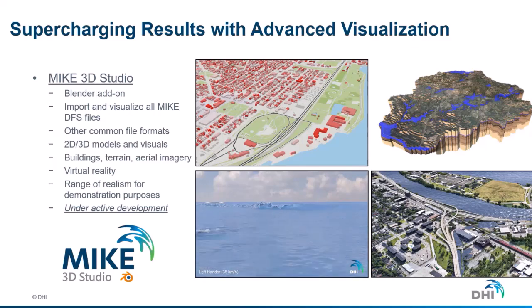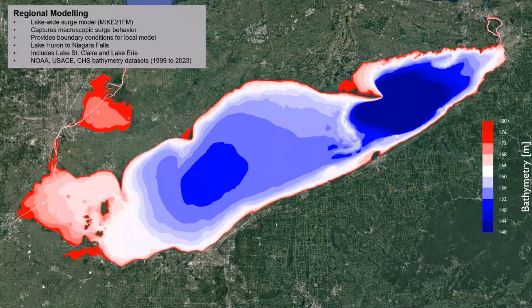And over the next few slides here, we just wanted to show off some of the Blender capabilities in relation to the Buffalo flood study. So as Renan described, we started off with a lake-wide model of Lake Erie to model the large-scale surge on the lake and develop boundary conditions for our local model at Buffalo.